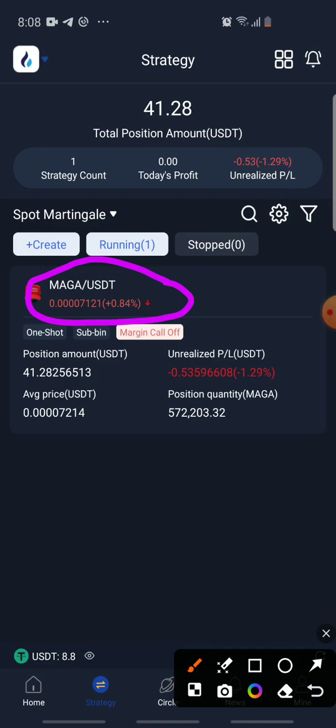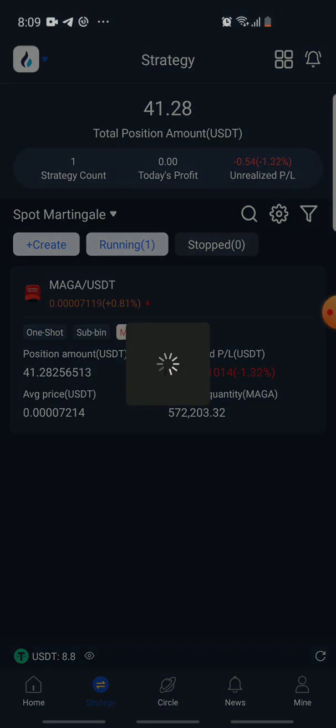On top here we shall always find the name of the coin. It's called MAGA stroke USDT. Then down there you have the price and something in brackets which is the percentage change. Here you can see a summary of your settings. My coin is in one shot, sub-in mode, real time. Here margin calls are off, they have been closed. And down here you usually see the amount in your exchange, the free USDT that are not yet in the trade.